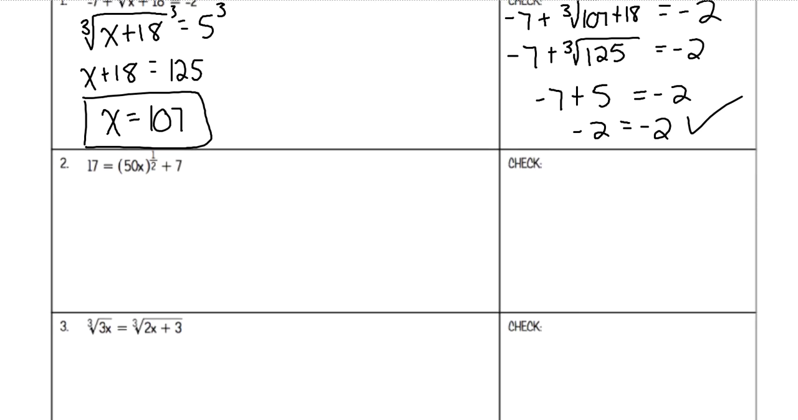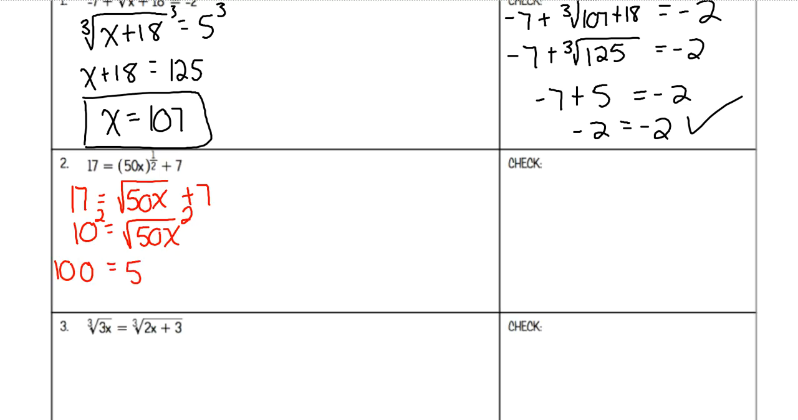Okay, example 2 here. So again, I can rewrite that 1/2 power as a square root. So I'm going to isolate that square root now by subtracting 7. And then I'm going to eliminate the radical by squaring both sides. And then this one, the last thing we have to do is eliminate that 50 by dividing both sides by 50. So we get 2 equals x.